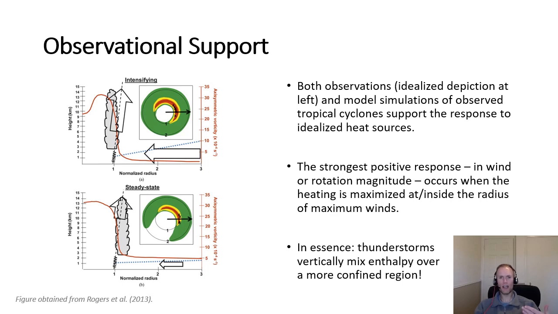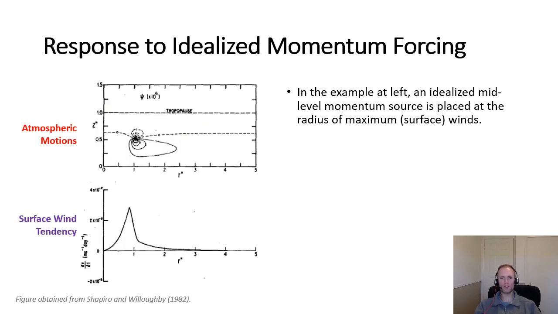So there is solid support from observations and from high-resolution numerical simulations of actual tropical cyclones to support this highly idealized insight from the Sawyer-Eliassen equation. What about momentum forcing? So here again we have atmospheric motions on the top panel. 1 in Z star is the tropopause, 0 is the surface. R star 1 is the radius of maximum winds, 2, 3, 4, 5 times the radius of maximum winds, and 0 is the center. And we have the surface wind tendency here down at the bottom. Same radius coordinate, positive values denote increasing speed, negative values denote decreasing speed.